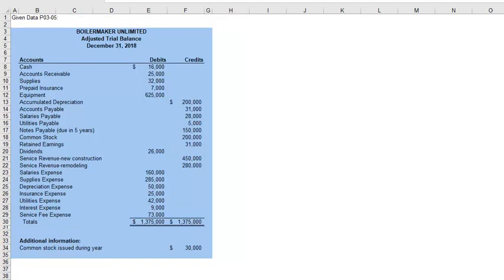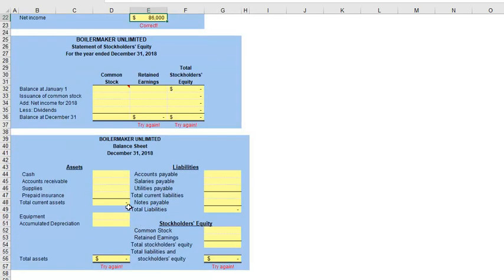This one's a little tricky. What we've got here on our adjusted trial balance is that we have common stock ending at 200,000. So that is where we are on December 31st, ending with 200,000. And we've got additional information that we issued 30,000 this year. So let's come over here, and we know usually we start with the January balance, but in this case, we've got the adjusted trial balance, so we know our ending balance is 200,000.